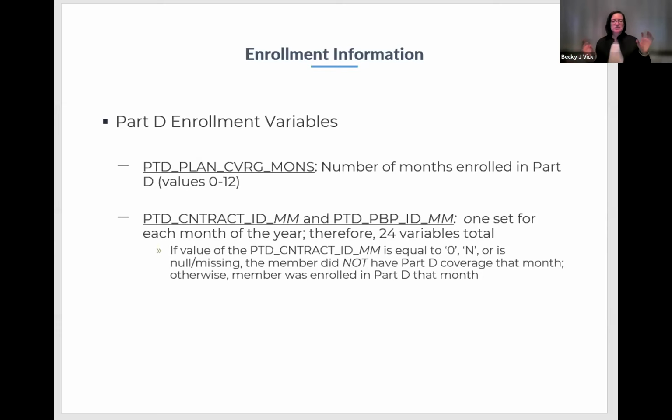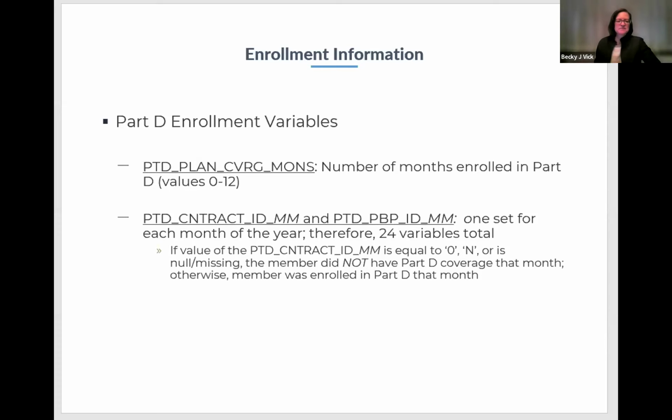And okay, so there are actually two key variables to identify whether the person had Part D, and it's the contract ID combined with the PBP ID. So those two variables identify the specific plan that the member was enrolled in that month. So there's one of those for each month, therefore 24 total variables. But if you just want all Part D members, the logic I would use would be: if the value of the Part D contract ID in January is equal to 0N or is missing, that means the member did not have Part D coverage.